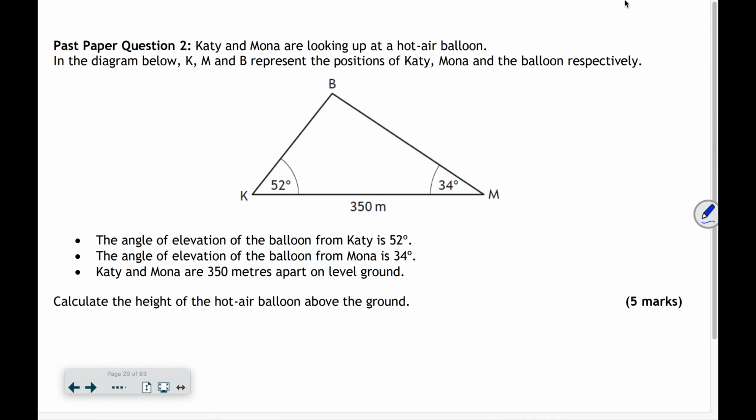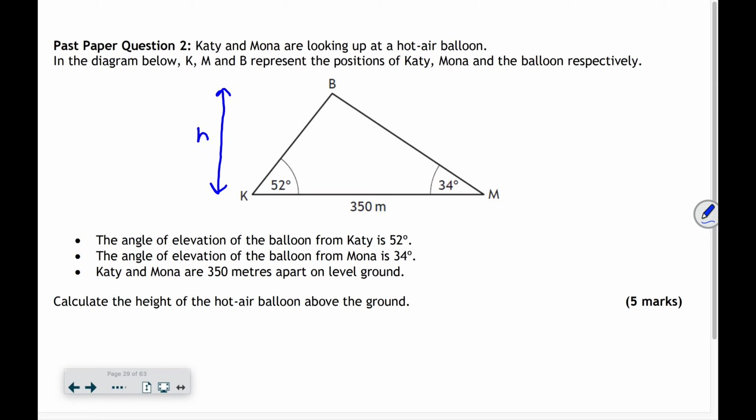It says that from Katie, the angle of elevation looking from ground level up to the balloon is 52 degrees. For Mona doing the same thing, she only has to look up 34 degrees, and the distance between the two of them is 350 metres. What I want to do here is find the height of the balloon above the ground. So really it wants me to work out this vertical height here.